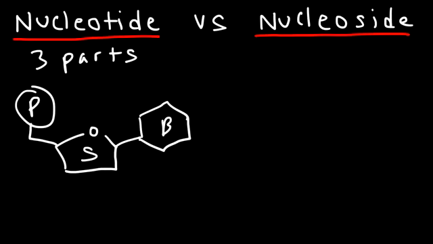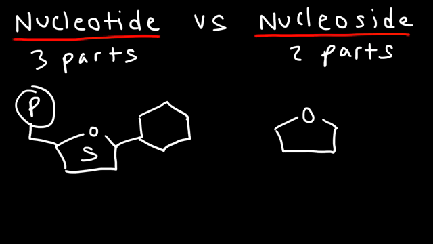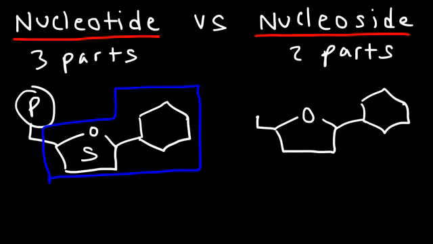Now, in the case of a nucleoside, it doesn't have 3 parts. A nucleoside has 2 parts. It has the 5-carbon sugar, and it has the nitrogenous base. It does not have the phosphate group. So this is a nucleoside. It's the sugar and the nitrogenous base. But once you add the phosphate group to a nucleoside, then it becomes a nucleotide. So make sure you understand the difference and also the naming.